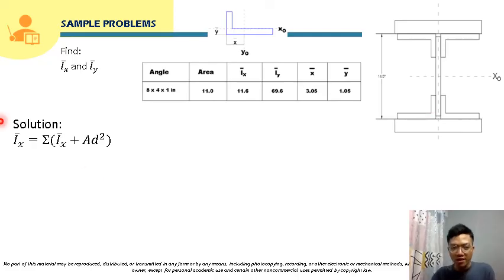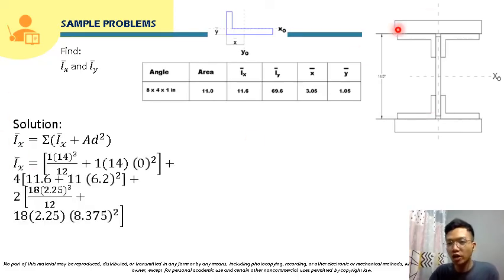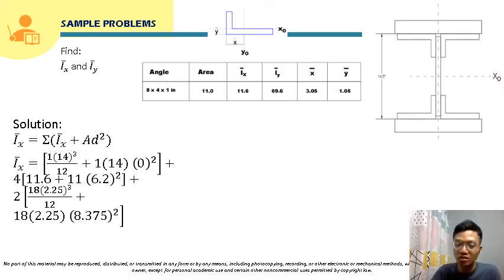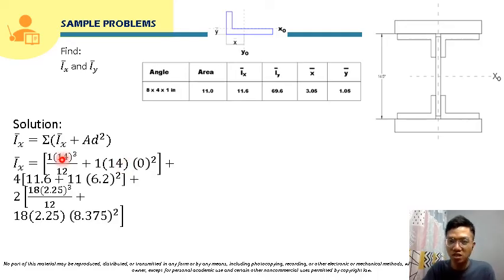So for the first one, for the centroidal moment of inertia of, let's say, we consider first this, the first rectangle that we're going to solve. The centroidal moment of inertia of this rectangle is BH cubed over 12. The centroid of this rectangle is actually located at the reference axis, which is this X centroidal axis. So meaning to say there will be no distance D. The distance D will just be 0. So this will just be simply 1 times 14 cubed over 12.